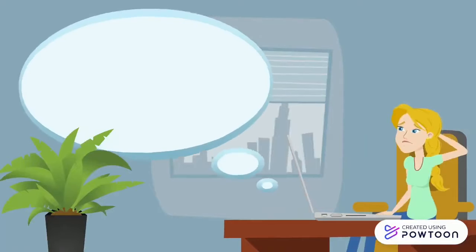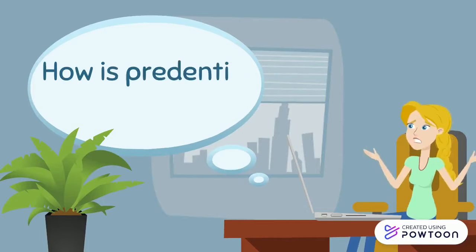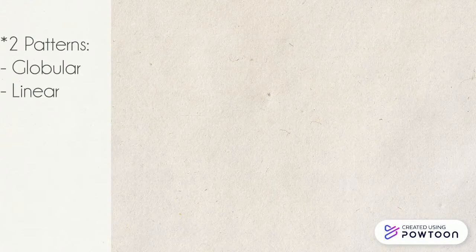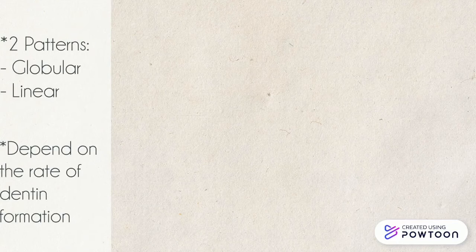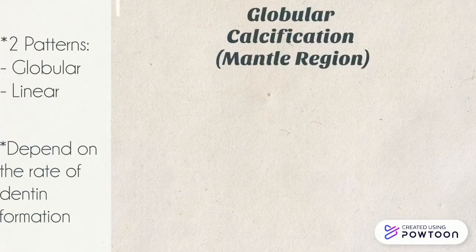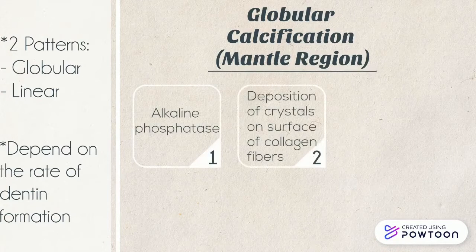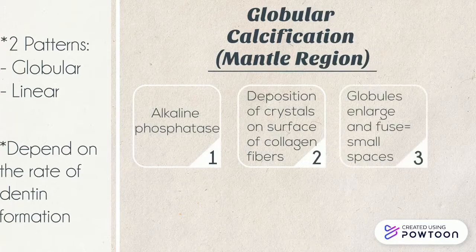Now, an important characteristic of dentinogenesis is its mineralization process. Two patterns of dentine mineralization can be observed, globular and linear, which depend on the rate of dentine formation. Globular calcification involves the deposition of crystals in several discrete areas of the matrix with the aid of alkaline phosphatase, which causes the pH in dentine to be alkaline. Globular masses will continue to enlarge and finally fuse, forming a single calcified mass.